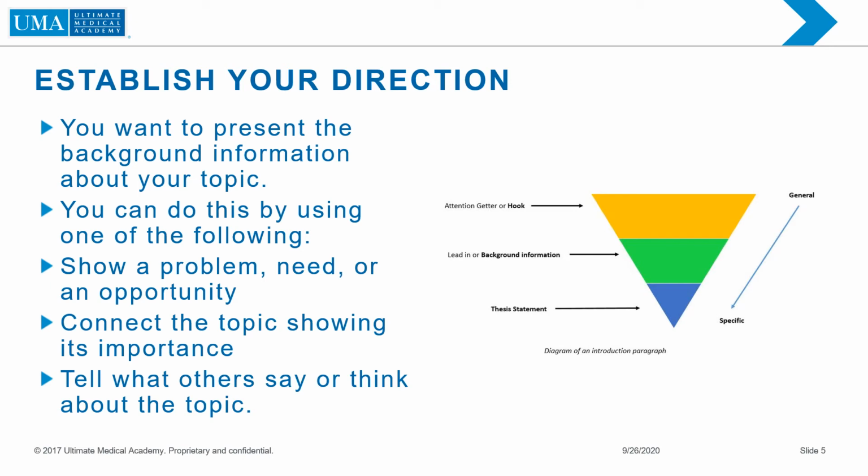Now, you also notice on the right of the diagram, it goes, as I mentioned, general to specific. So your introduction looks like an upside down triangle. You start very general and you narrow it down until you get to the thesis statement. Because the thesis statement will state what the rest of the writing will be about.